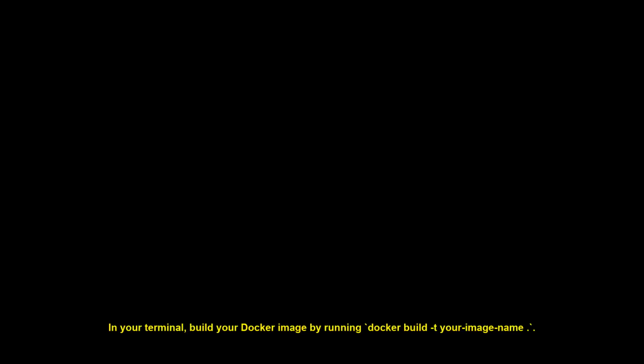In your terminal, build your Docker image by running docker build -t your-image-name. After the image is built, push the image to Fly's container registry using the command flyctl deploy. Leave the CLI running to watch the deployment process.